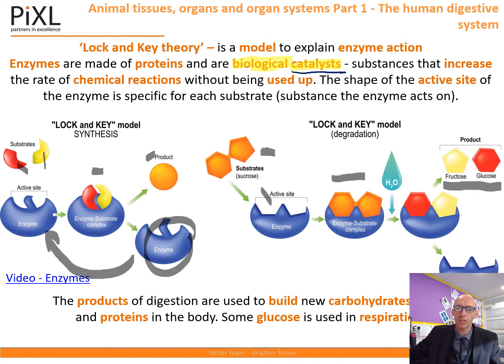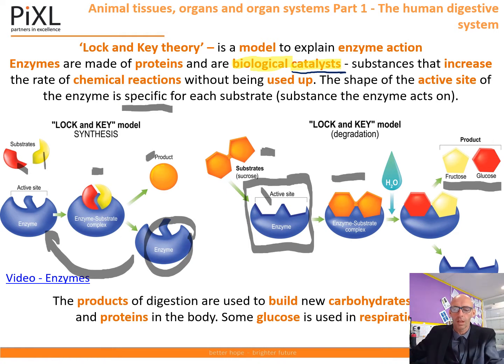They are very specific. They only fit a certain shape. So here they are very specific. That means we need lots of different enzymes for lots of different chemical reactions. This enzyme here, the sucrase enzyme, which acts on a carbohydrate, only fits this molecule. So we need different enzymes for different reactions because they're specific.